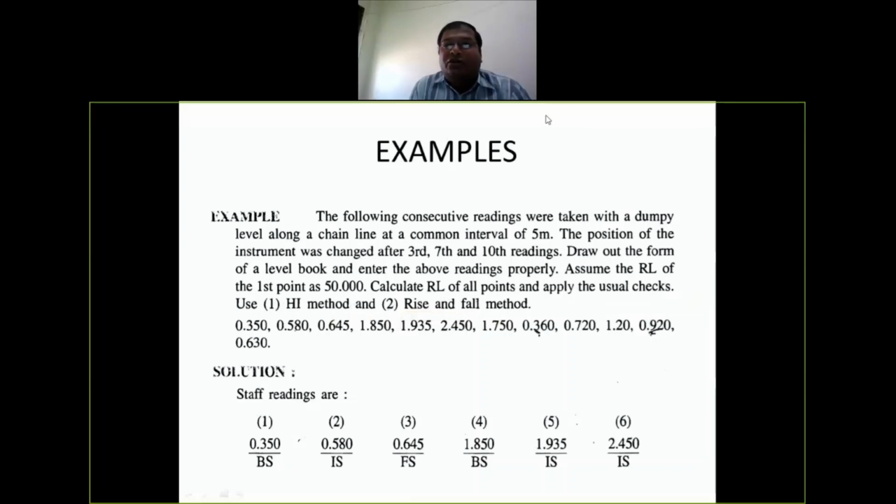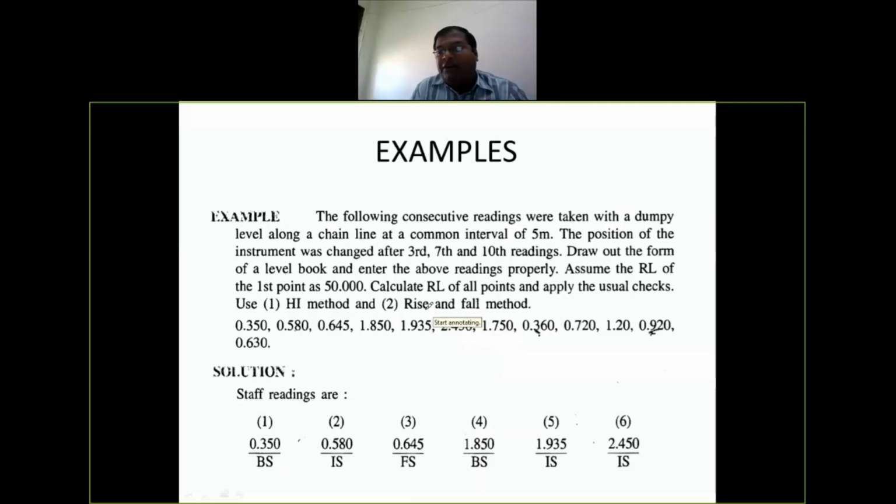Means here you have to do the calculation with the help of two methods. One is HI method and the second one is rise and fall method. So you can see here values are given: 0.350, 0.580, 0.645, 1.850, 1.935, 2.450, 1.750, 0.360, 0.720, 1.20, 0.920, 0.630. Total 12 readings are given to us.